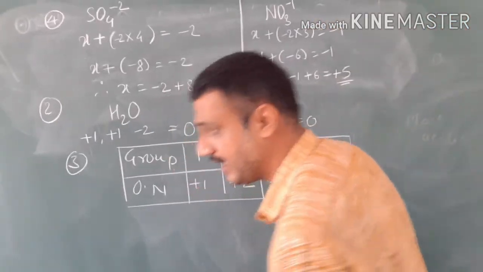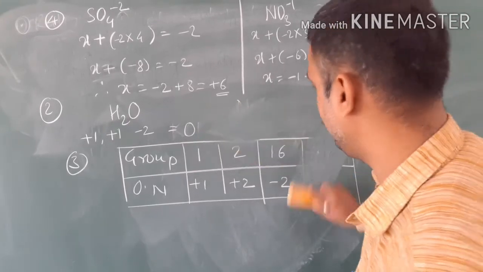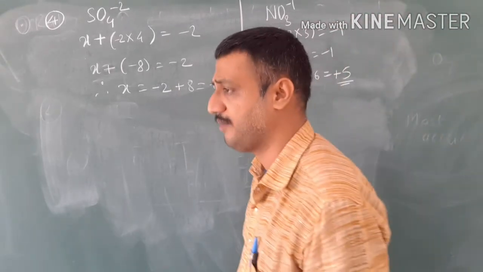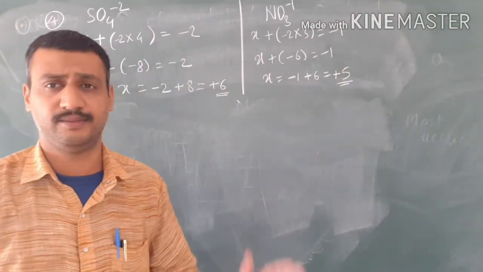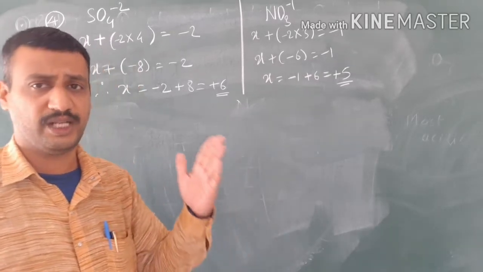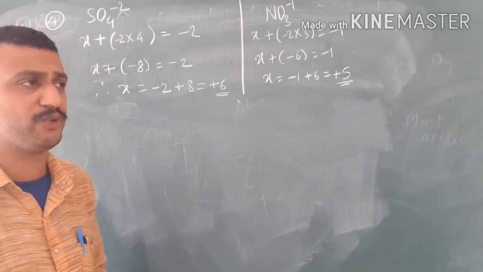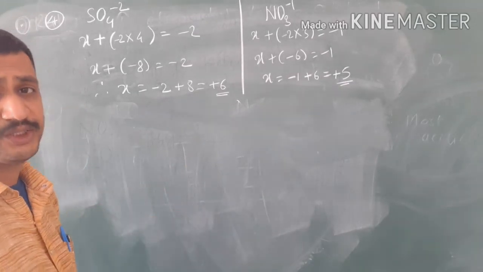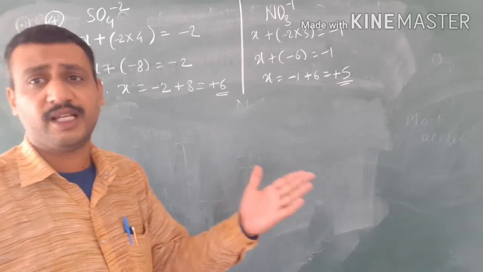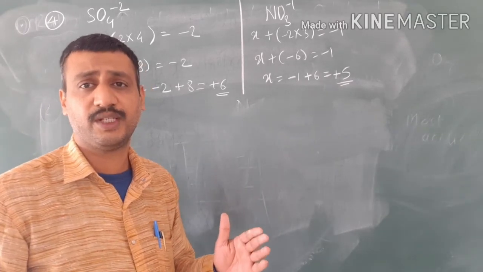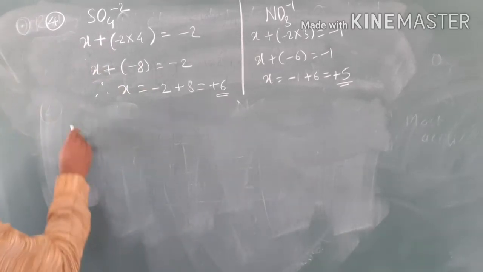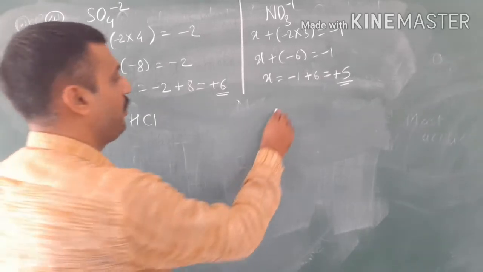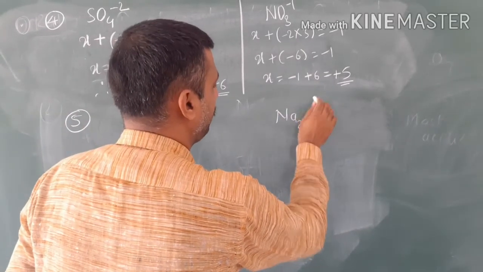Now the next rule is about hydrogen. We know that there was an ambiguity in Mendeleev's periodic table: hydrogen could be placed either in the first group or in the 7th group, because it shows some properties of alkali metals and some properties of halogens, since it can lose an electron as well as gain a single electron. So hydrogen shows a dual nature. Hydrogen may be present along with a non-metal or along with a metal.